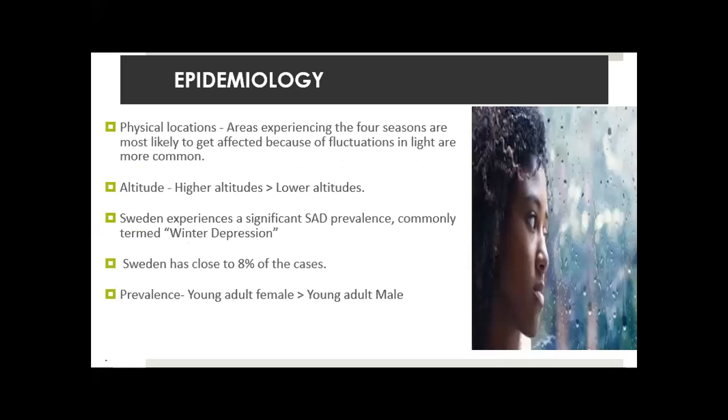Epidemiology. According to physical locations, areas experiencing the four seasons are most likely to get affected because fluctuations in light are more common at such places. Higher altitudes are more affected than the lower altitudes, and Sweden experiences a significant seasonal affective disorder prevalence, commonly termed winter depression. Sweden has close to 8% of the cases. Prevalence is more common in young adult females than young adult males.